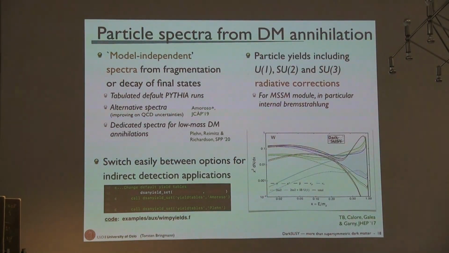For model-specific cases, all these spectra are what is known as model independent, meaning that you only take into account radiative corrections from final states. But in specific models, you can get very strong contributions that are model dependent, like these features here, that you don't find in Pythia or PPPC spectra, for example. These are model dependent.